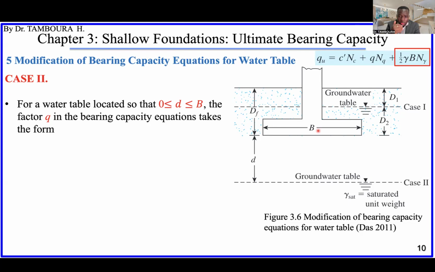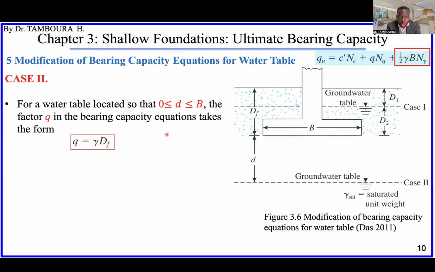So the first case we will treat, this is case number 2 here, is when this distance is less or equal to B. B is the width of the foundation. Okay, here is what we are going to do in that case.